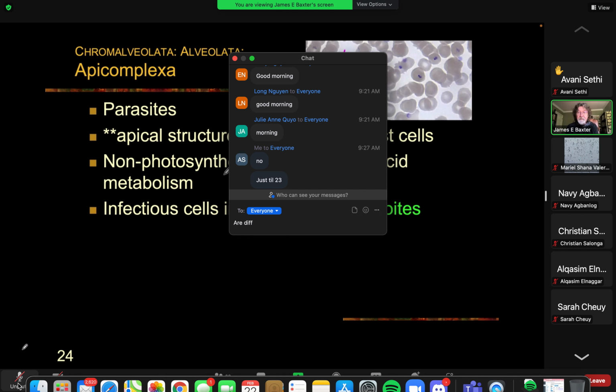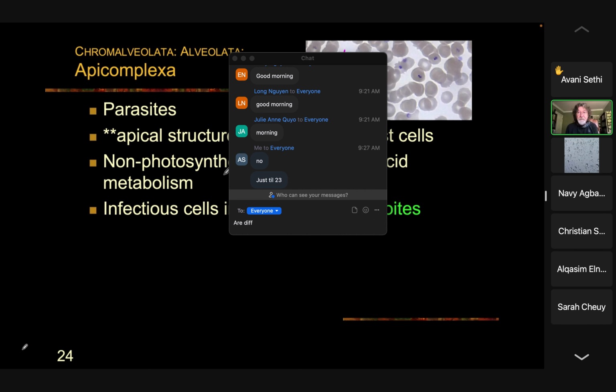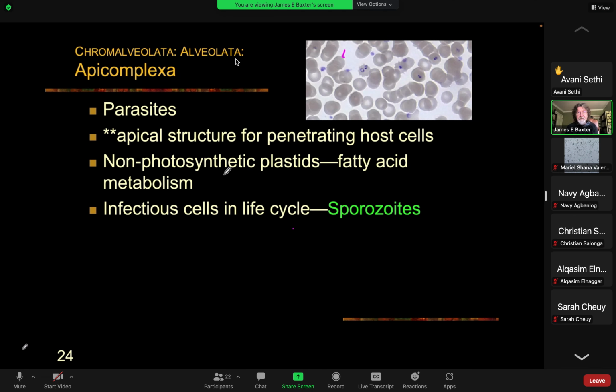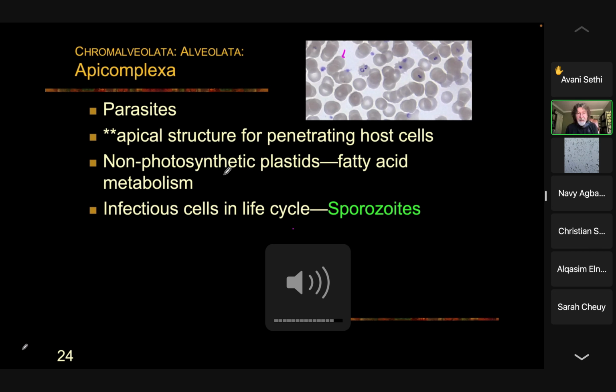Yes, Abani. Are different functions considered apomorphies? Is different? No, because fatty acid metabolism is also a characteristic of, well, that's mitochondria, not chloroplasts. I don't know if regular chloroplasts are involved in fatty acid metabolism elsewhere, but here is the only function that it has in this group. Okay. So I'm not counting it as an apomorphy, no.